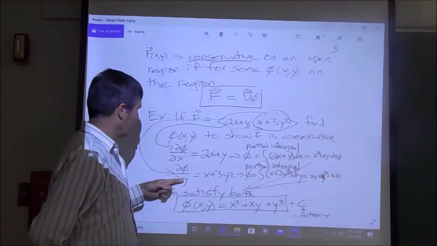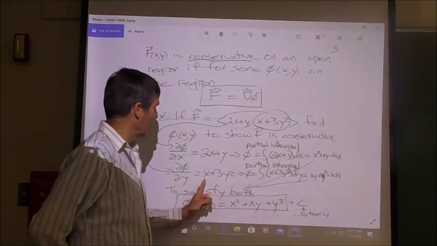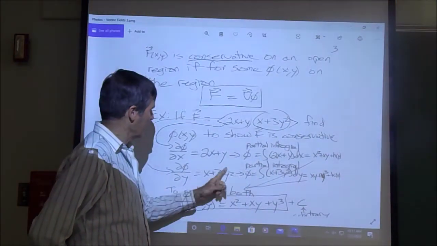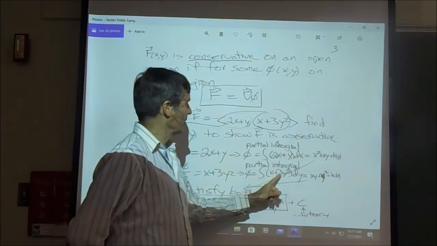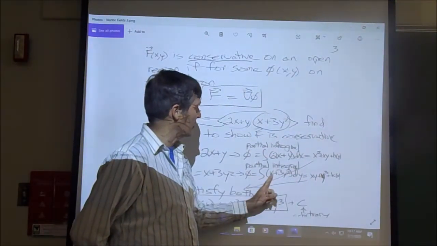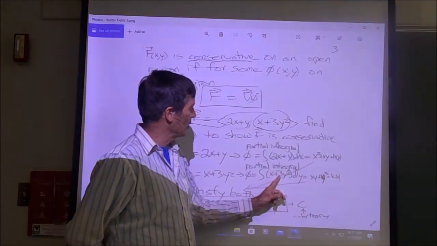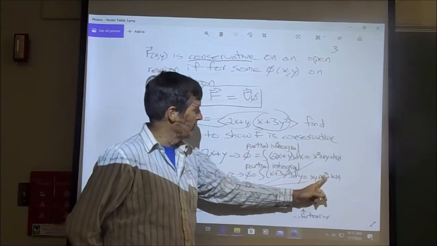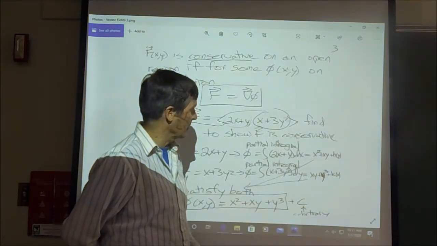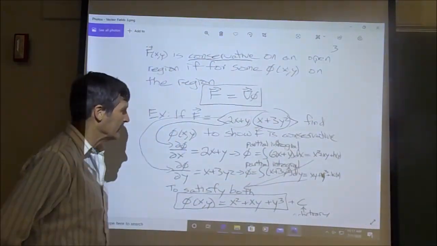Similarly, since d phi/dy has to be this, we can take a partial integral with respect to y and recover phi. So we take the partial integral of this, treating x as a constant this time. Integral of x is xy. Think of this as c. The integral is cy, but c is x. And then integral of 3y squared is y cubed, since y cubed has derivative 3y squared. And then there's an arbitrary function of x for the constant, k of x I wrote there.